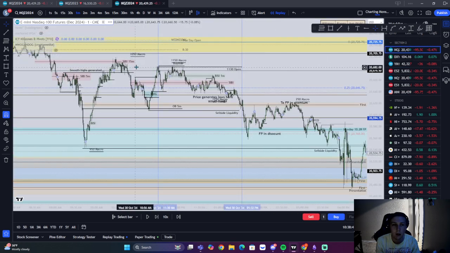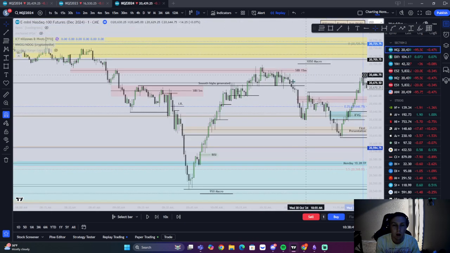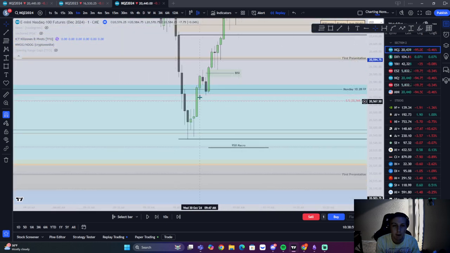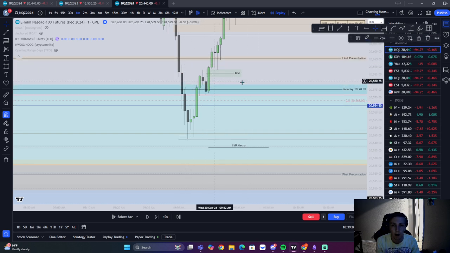And NQ, on the other hand, false Judas, 9:50 macro provides a reversal. Then what do we use? 9:50 first presentation, or Monday's first presentation. During that 9:50 macro, create a balanced price range. We don't trade lower. We use this as inversion as well. Then we come back low. Ooh, wait.